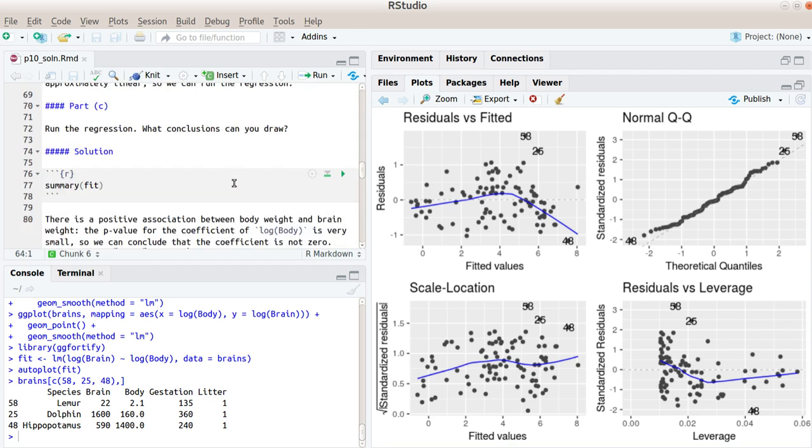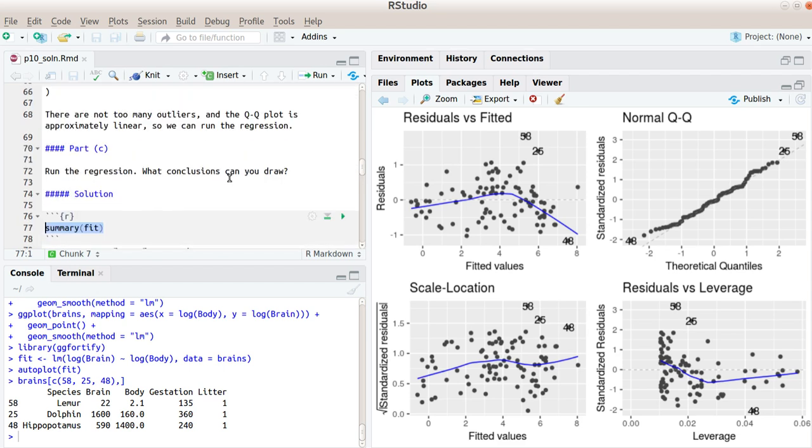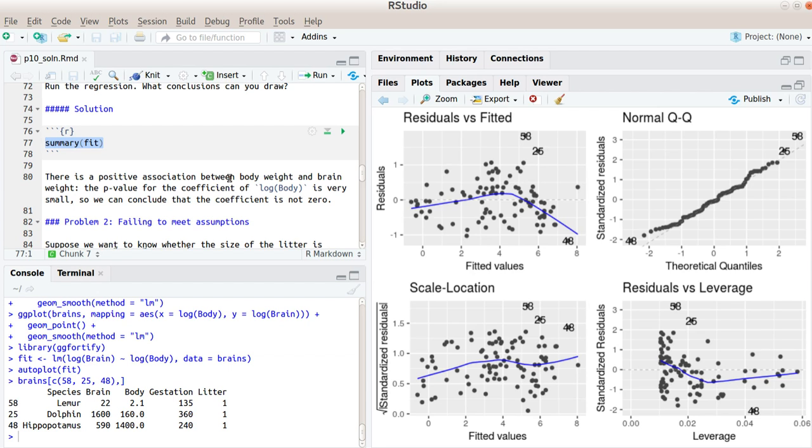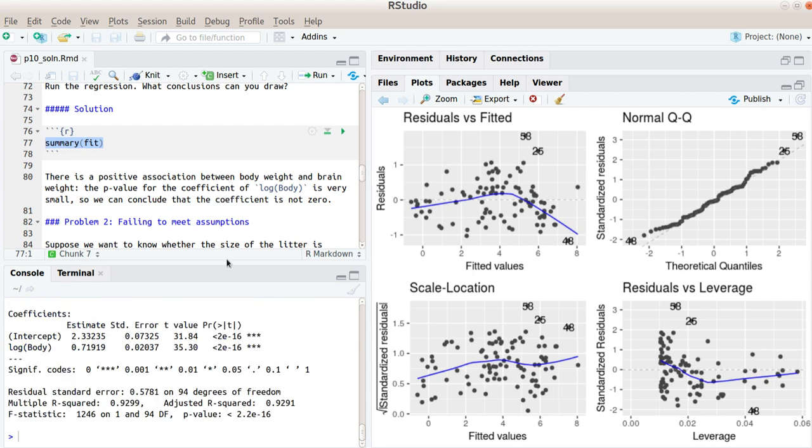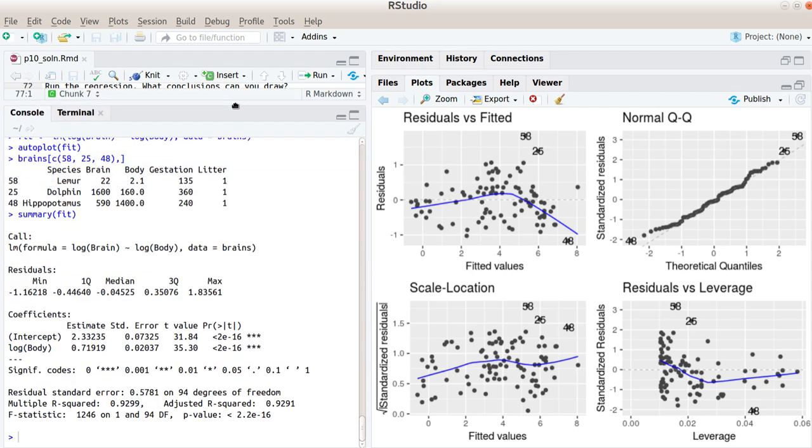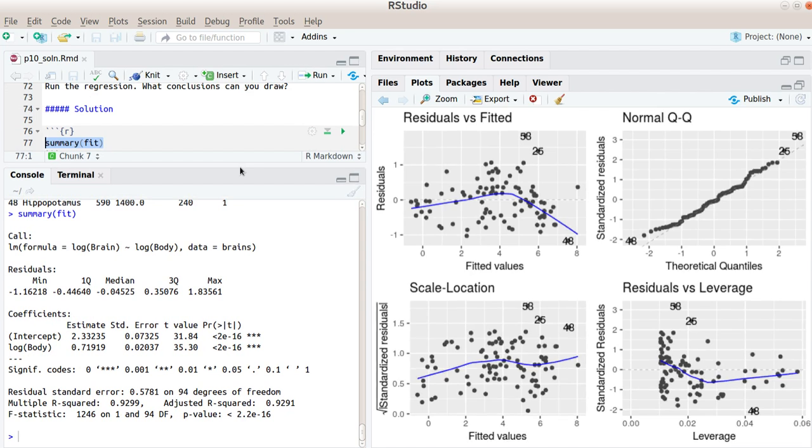So now let's run the regression. We already computed the fits, so all we need to do is look at the summary. This is the summary here, and what you see is that the estimate for the coefficient for log body is 0.7. So that means that if you're trying to predict log brain, you would say 2.3 plus 0.7 times log body. That's going to be log brain.